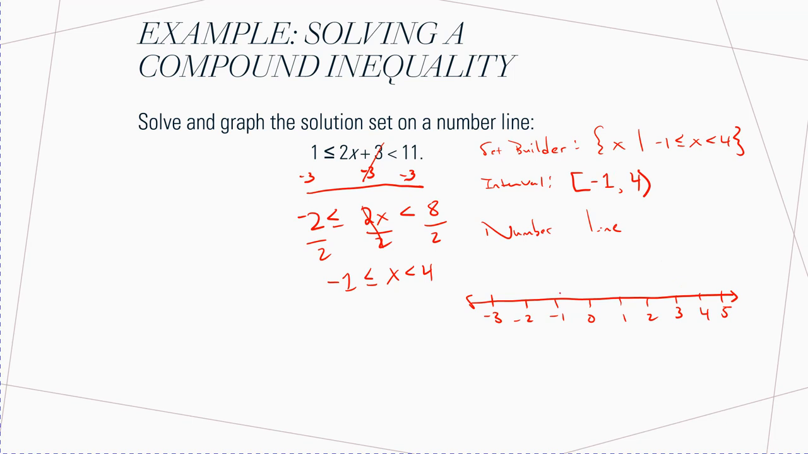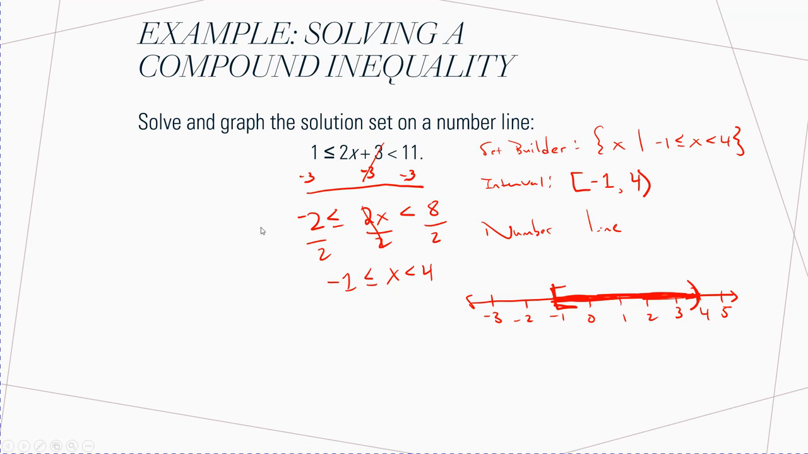so look, you're going to go to negative 1, you're going to put the closed bracket. Then you're going to go to 4, you're going to put the open bracket. And then it's just shade in between along the number line. Say, okay, it's all numbers starting at negative 1 and going up to 4, but not including 4.